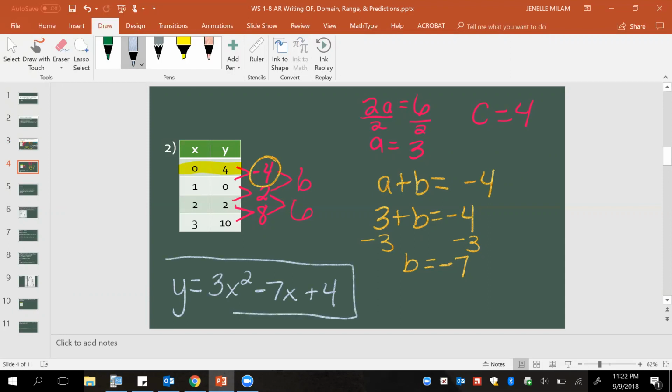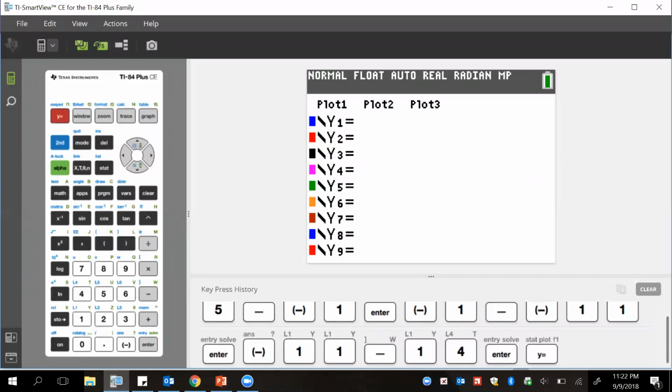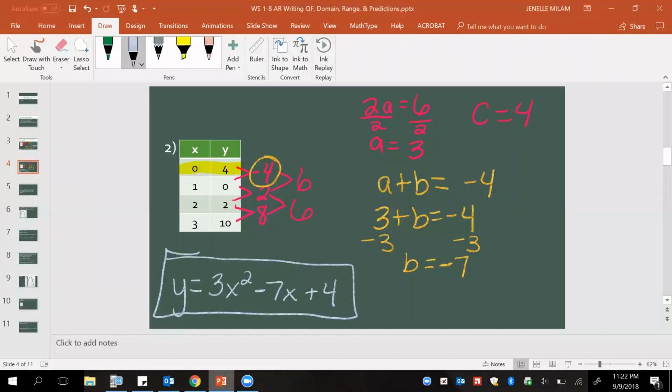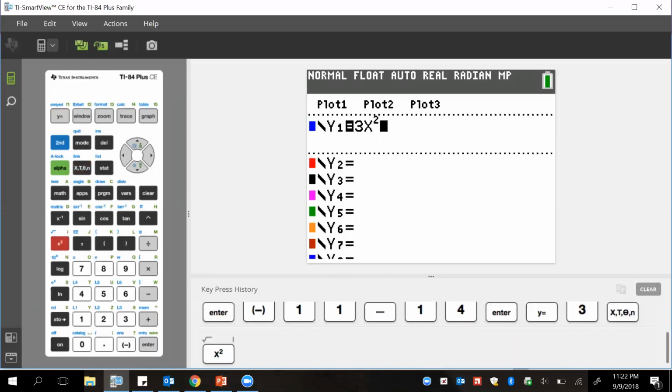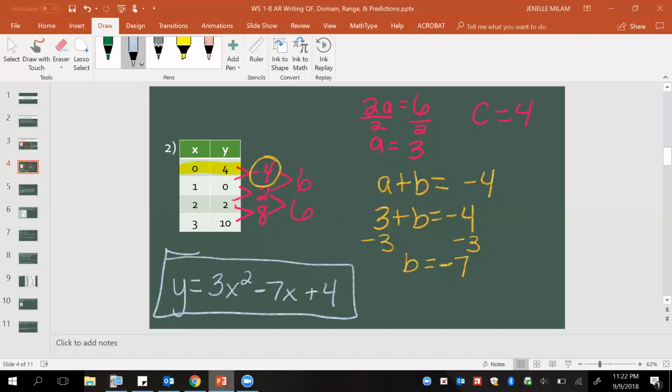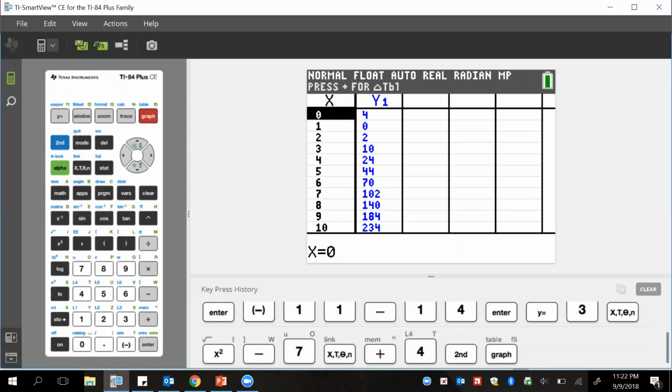Now we can always check this, and I highly suggest you do it. So if we take this equation, we go to our calculator, we go to y equals, we're going to type in that exact equation. So we're going to type in 3x squared, and then negative 7x, and then plus 4. I'm going to go to second graph. This takes me to my table. So notice when x is 0, y is 4.